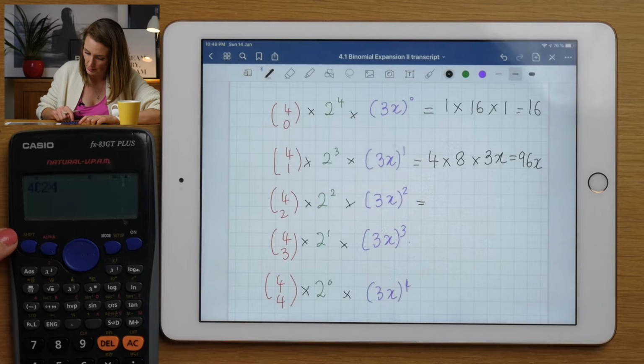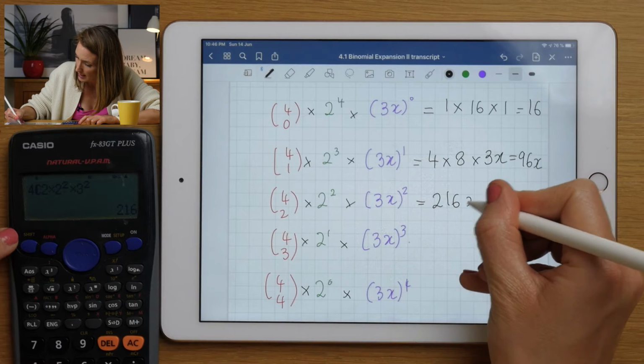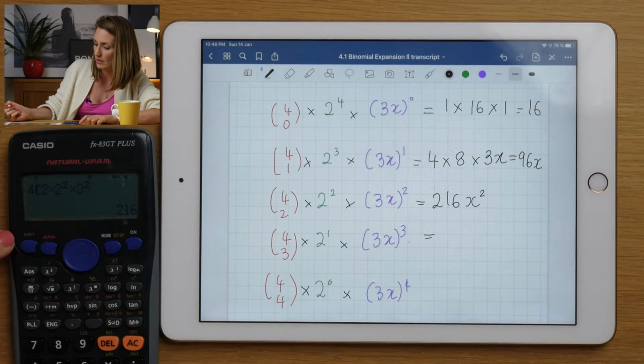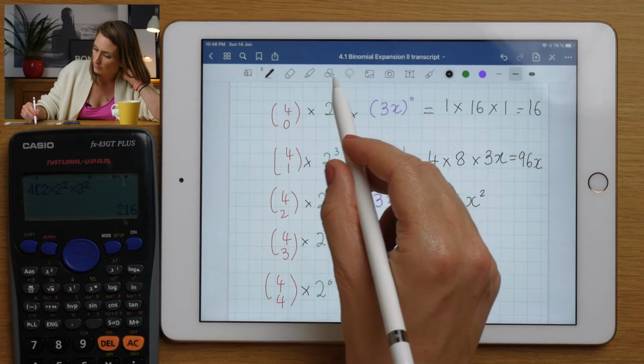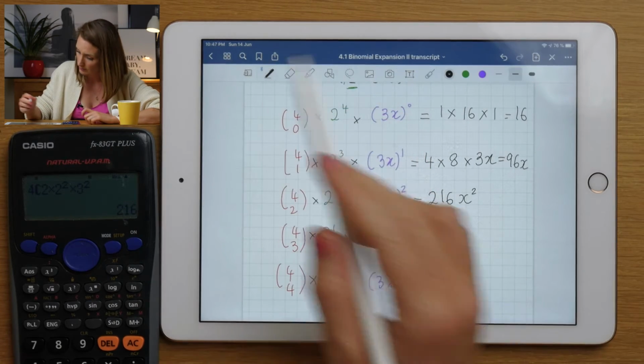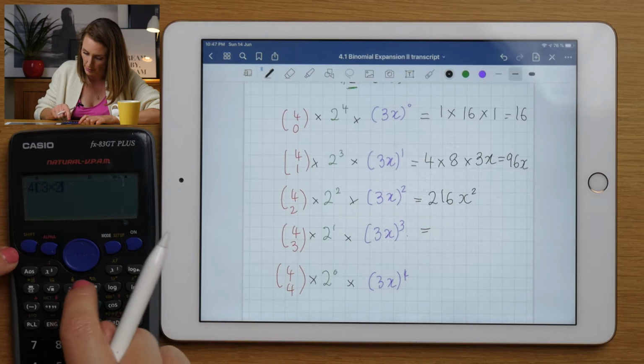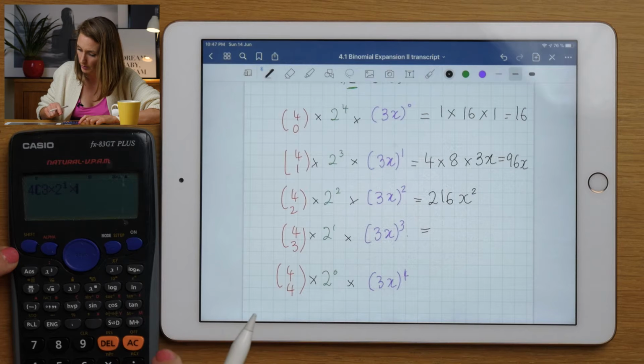Here, 4 choose 2 times 2 squared times 3 squared. So this would be 216x squared. And I usually do just type it in the calculator like that. This is going to be sufficiently laid out with all your working shown for all your method marks. So the next one I'd have 4 choose 3 times 2 power 1. You don't really need to type in the 1, and then the 3 would be cubed.